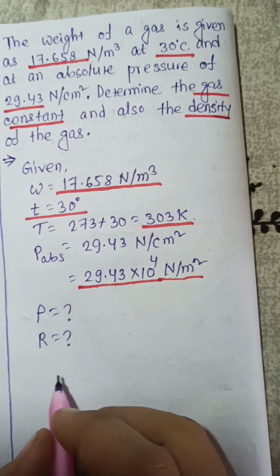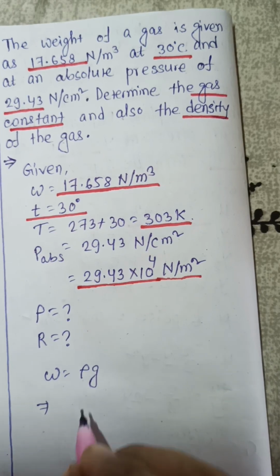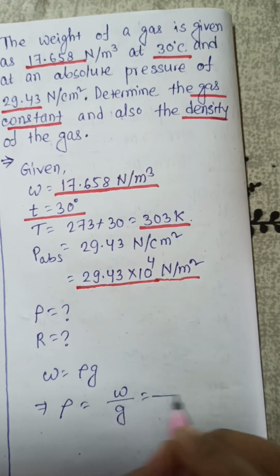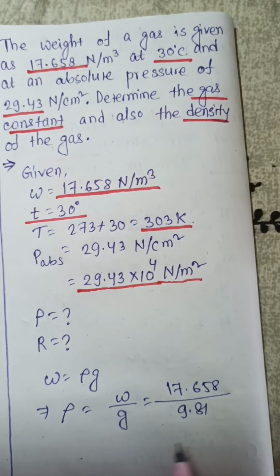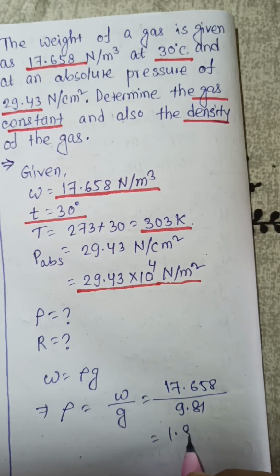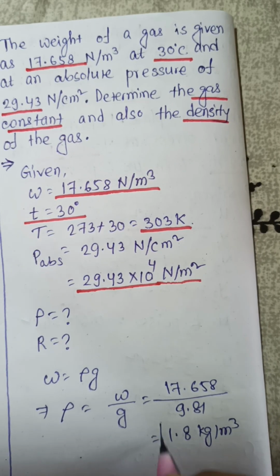So how to calculate that? We know that omega is equal to rho into g. So from here rho equal to omega by g. What is the value of omega? That is 17.658, and g is 9.81, the gravitational acceleration. So the answer will be 1.8 kg per meter cube. So this is one answer.